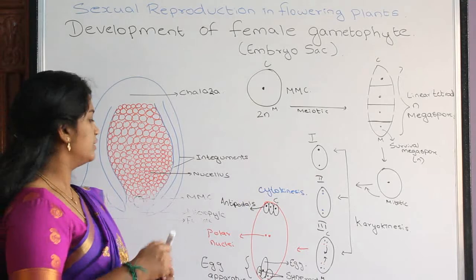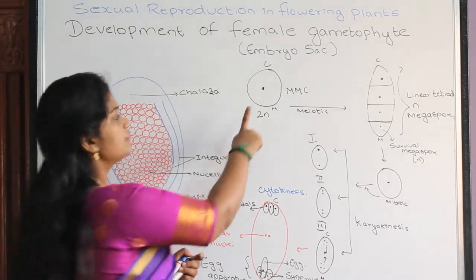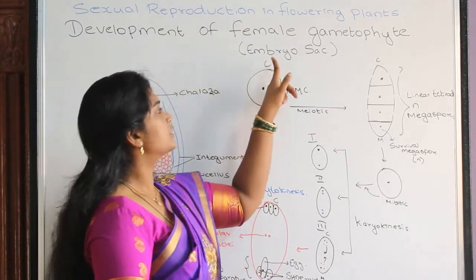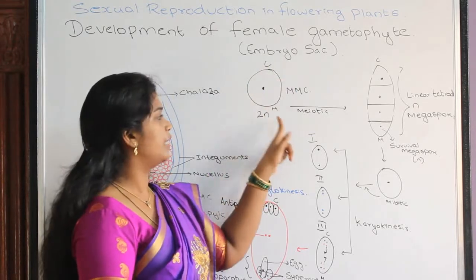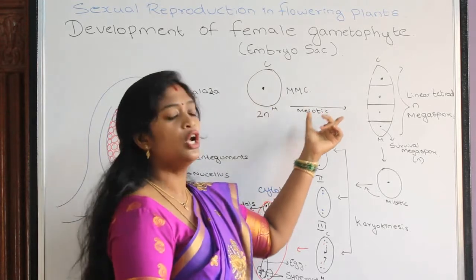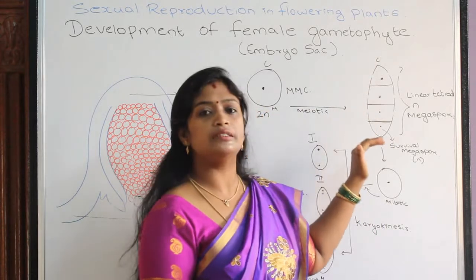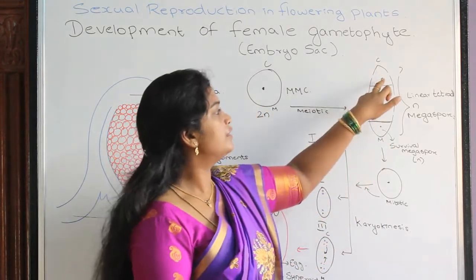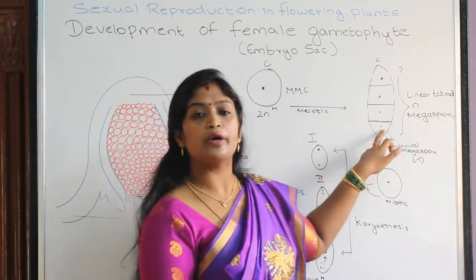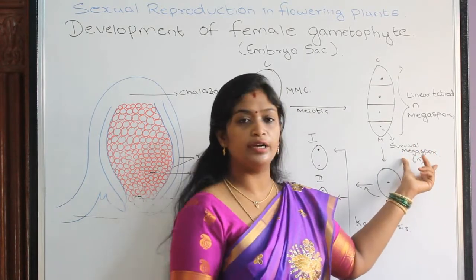So let's recall this. In the nucellus we have 1 cell towards the micropyle, which is called the megaspore mother cell. The megaspore mother cell is diploid in nature, which consists of the chalazal region as well as the micropyle region. Now this megaspore mother cell undergoes meiotic division to give rise to the linear tetrad of megaspores, where all 4 cells are haploid in nature. The 3 cells towards the chalazal region degenerate and the 1 towards the micropyle region survives, and this is called the surviving megaspore, which is haploid in nature.